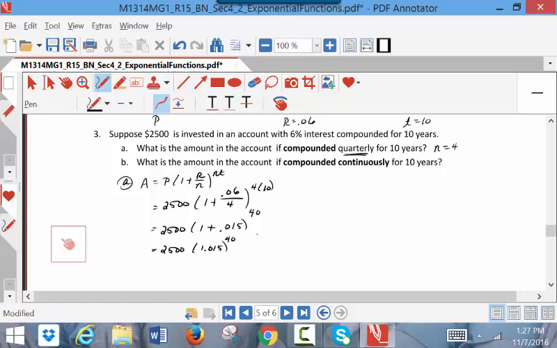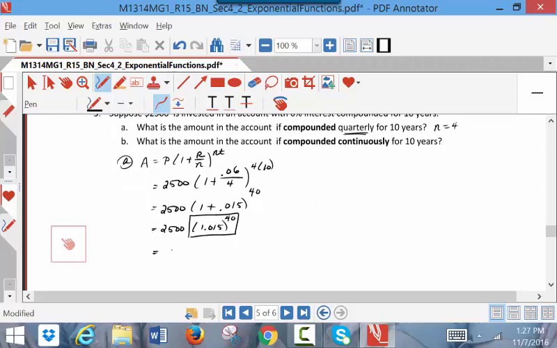Now when you put this in your calculator, you must first compute the 1.015 to the 40, and the last thing you do is multiply it times 2,500. So you take 1.015 to the power of 40, hit enter, then just put times. Don't repeat the number, just put times 2,500. Let that calculator hold as many decimals as possible, and you're going to come up with a value of 4,535.05. So $2,500 up to $4,500.